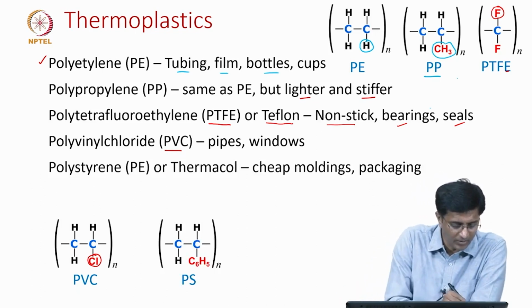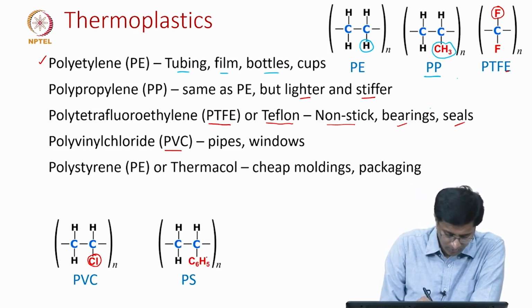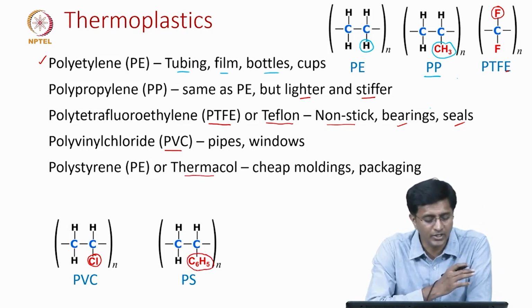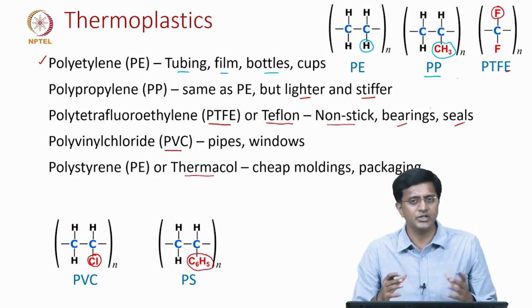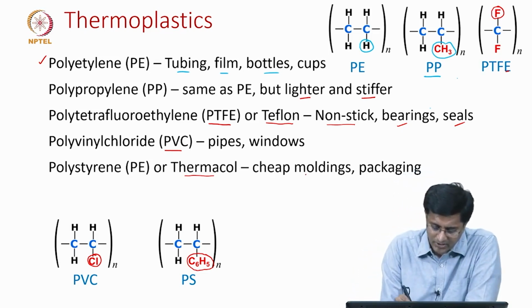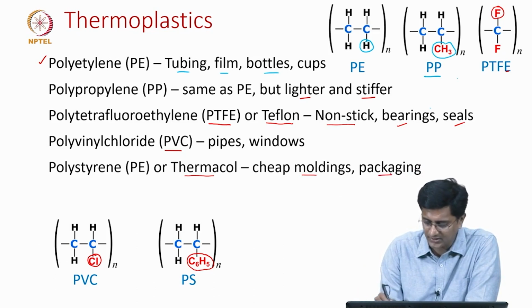Next we look at polystyrene. In the chemical formula we have replaced the hydrogen atom with C6H5, and the commercial name for this is thermocol, which we have seen, which is used in packagings. So polystyrene has applications in cheap moldings and packagings.